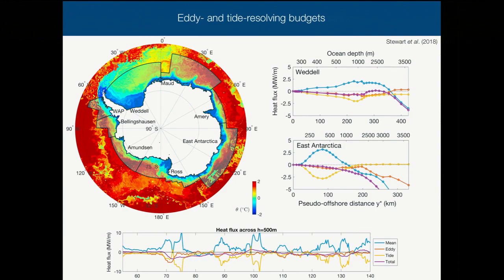If you actually look at this heat flux, this is all of East Antarctica. The other thing this picture shows is that it's very intermittent, the degree to which you have the heat flux onto the shelf here varies significantly from place to place.